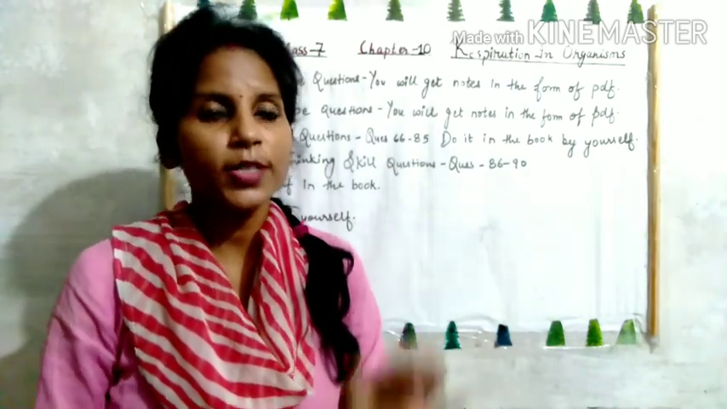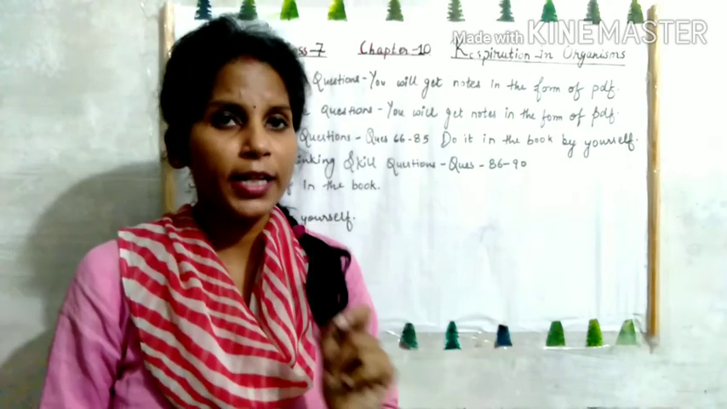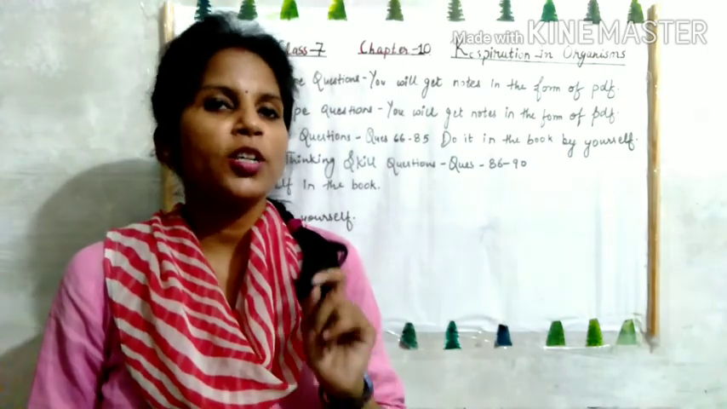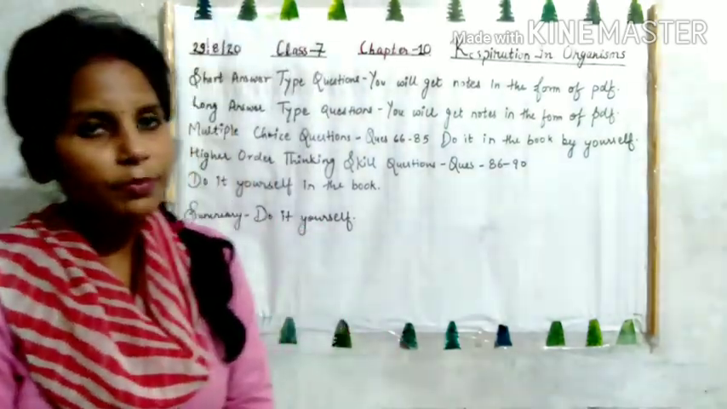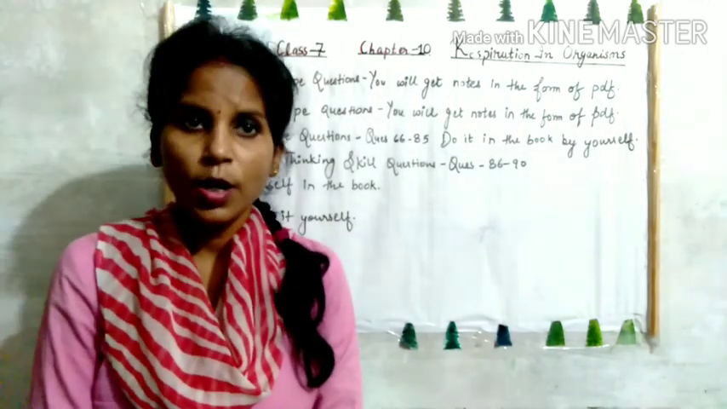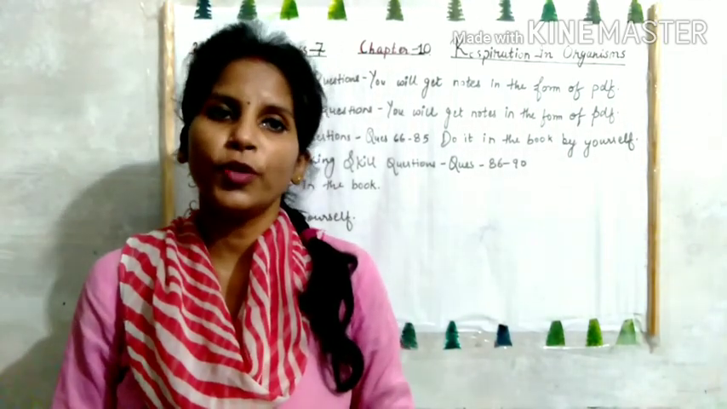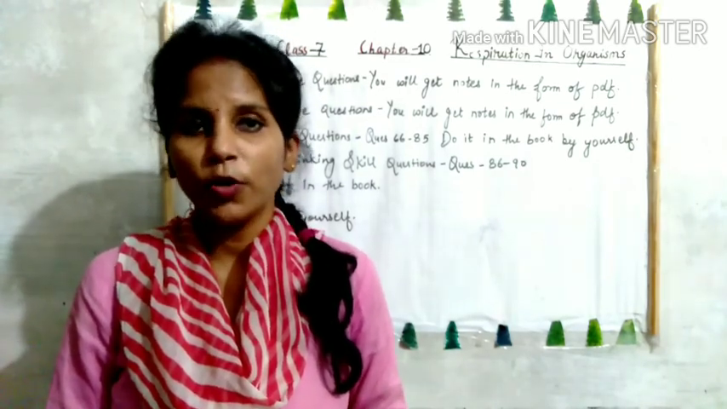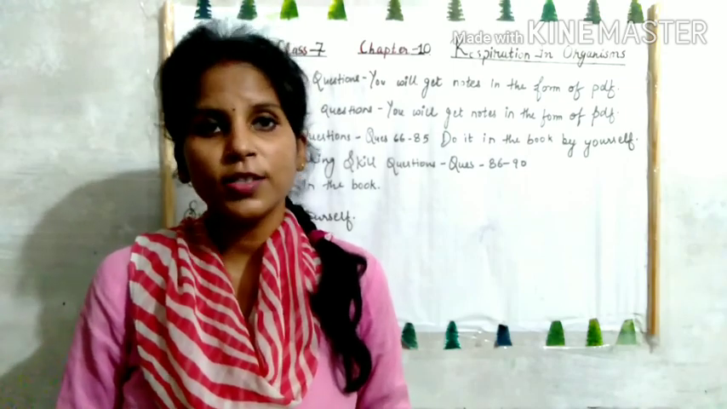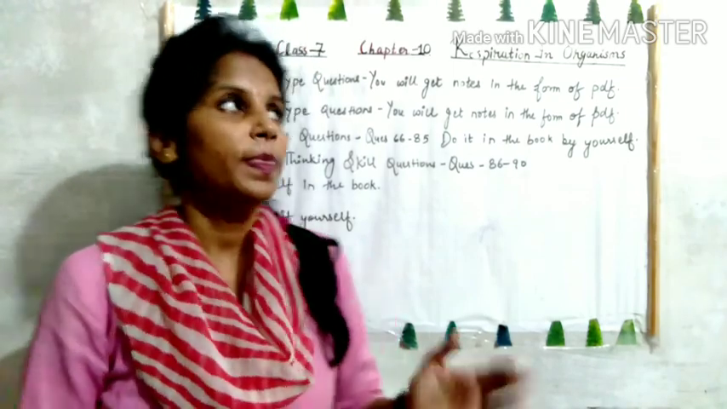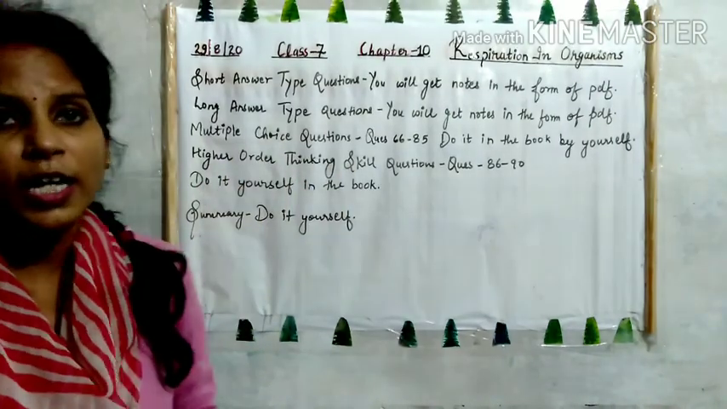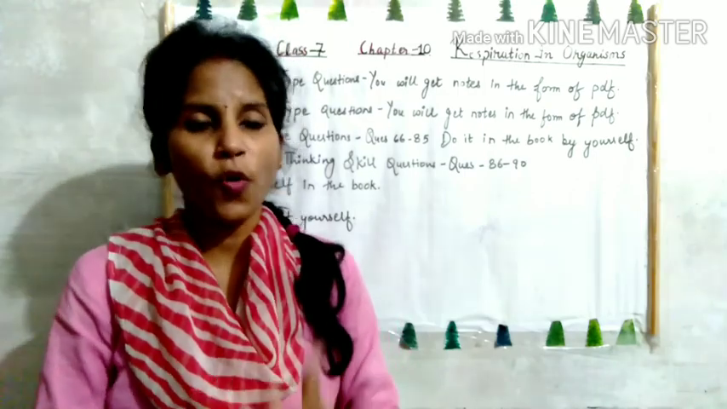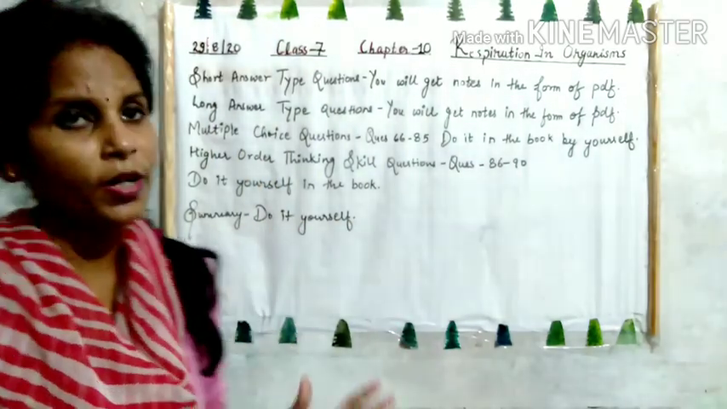Again I am going to explain you. First of all, you have to put date, then you have to write chapter number, that is 10, then chapter name, respiration in organisms, then about the chapter, then you have to write the key terms. Very short question answer you need not to do, you will do in the book itself. Then short question answer types you have to write in the copy, in your fair copy. Then long question answers, that also you have to write in fair copy. Then multiple choice questions and higher order thinking skill questions that you have to do in the book itself and send it to me as your homework. And at last you have to write your summary.